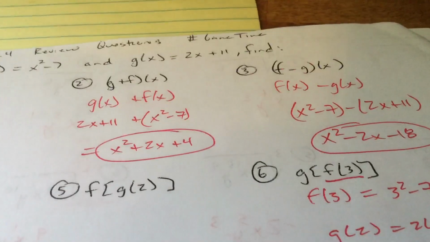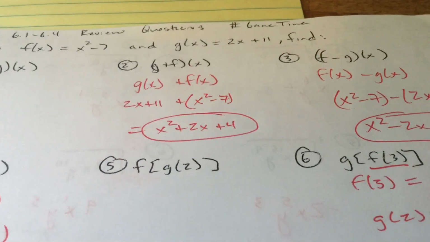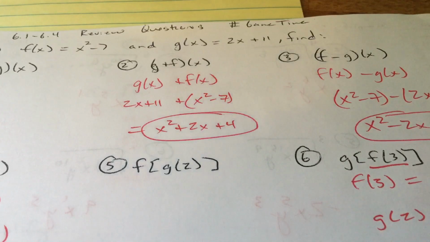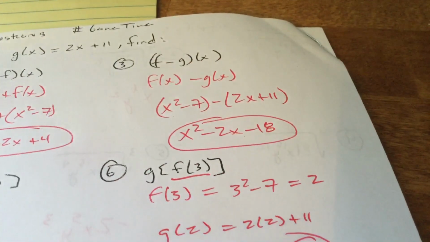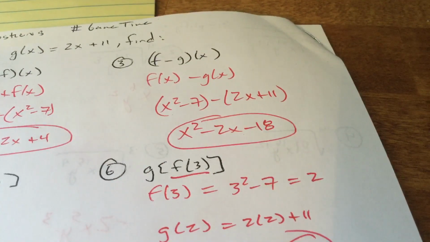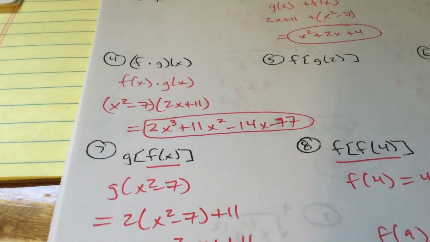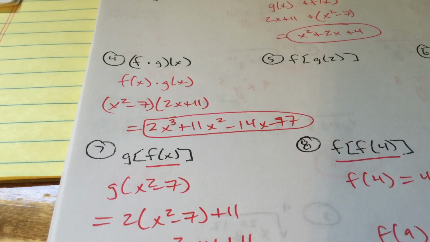So do 1. Here's just do g of x plus f of x, combine like terms. Just do f of x minus g of x. Make sure to put a parenthesis around all of g of x, or else you're going to call it plus 11 instead of minus 11. Just multiply f of x and g of x. Foil, baby, foil.